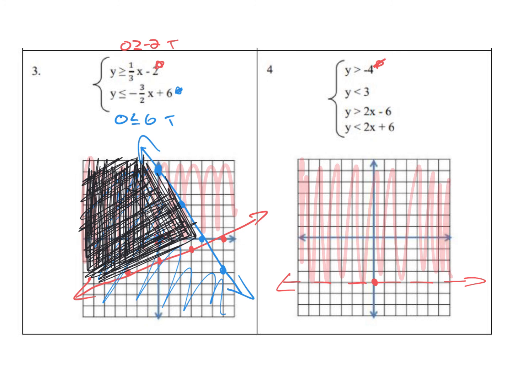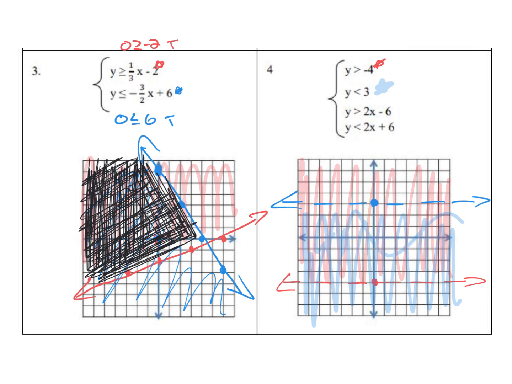Okay. Y is less than 3. We'll do this one in blue. So that means we're going to go up to 3. Again, going to be dashed. And less than 3 would be underneath. So now we shade underneath. So right now we know it's kind of already pinched in between those two values.